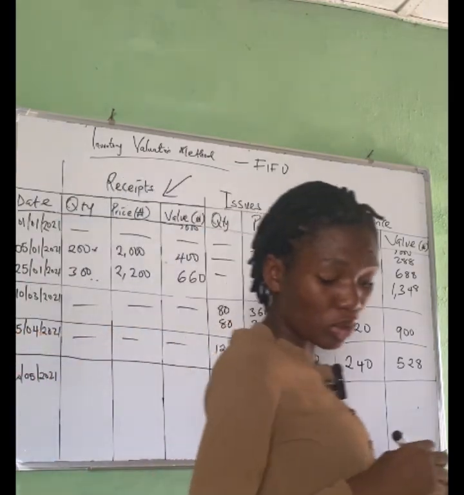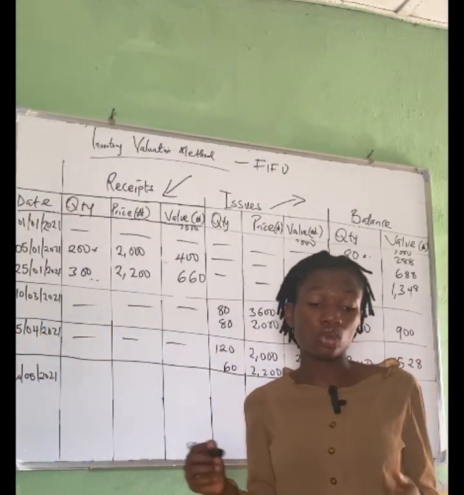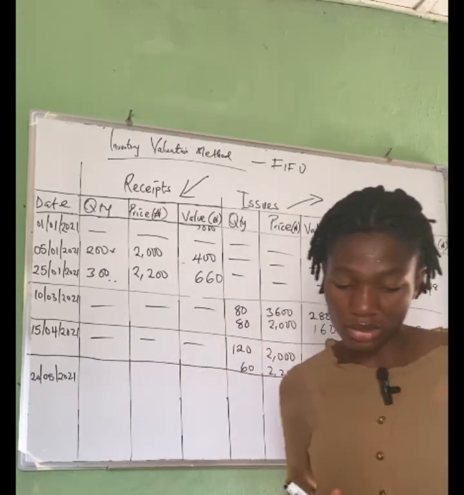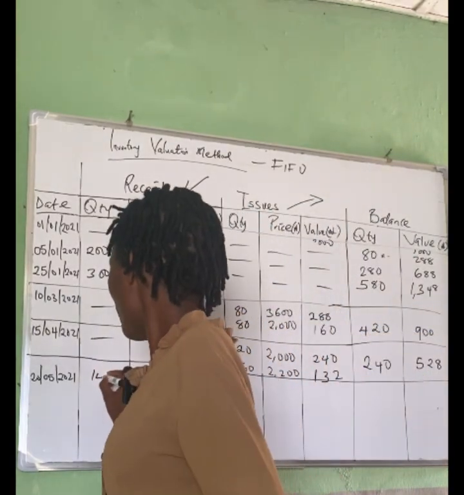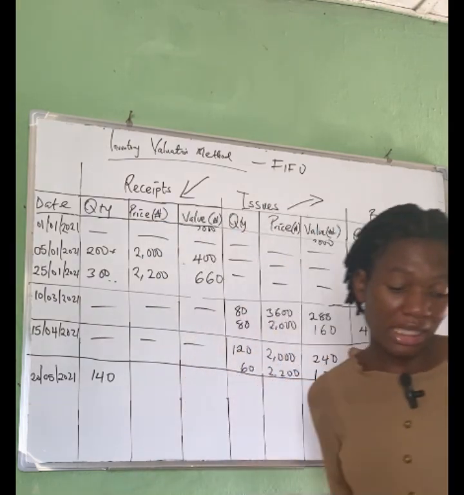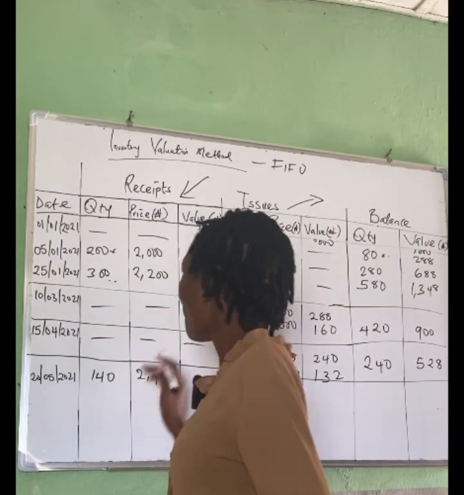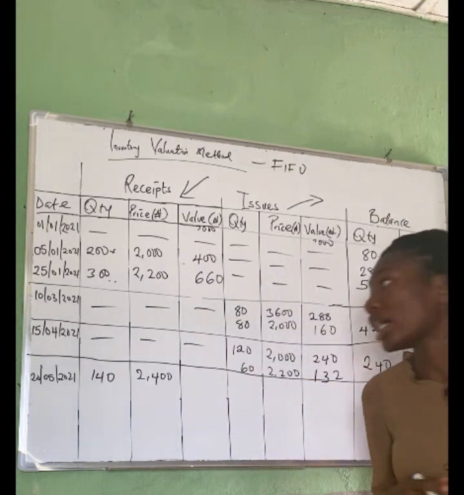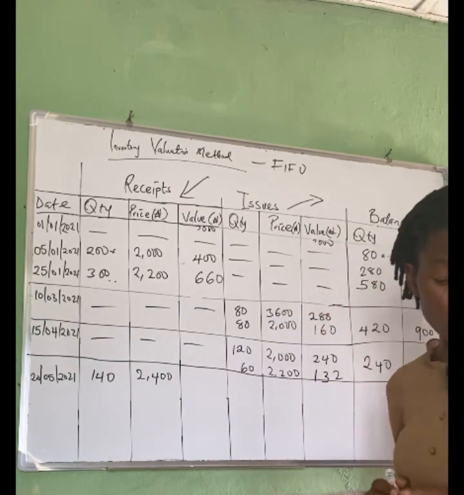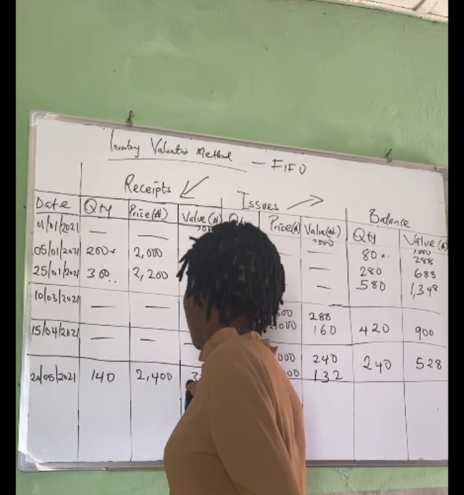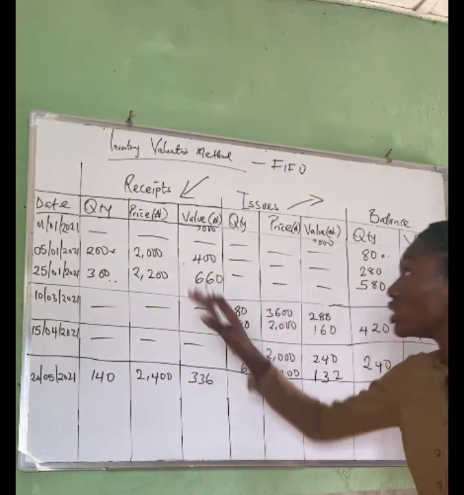So this is a receipt, okay? Whenever you see the word purchase, that means goods were received, okay? So we purchased 140 nets, right? 140 nets. The price at which we purchased them was 2,400 naira each. That's the unit price, all right? So to get our value, we still multiply. That will be giving us 336,000, all right?